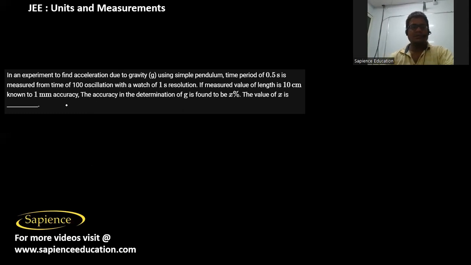Then here it is told, in an experiment to find acceleration due to gravity using simple pendulum, the time period of 0.5 second is measured from time of 100 oscillations with a watch of 1 second resolution. If measured value of length is 10 centimeter known to 1 millimeter accuracy, the accuracy in the determination of g is found to be x%, the value of x is.